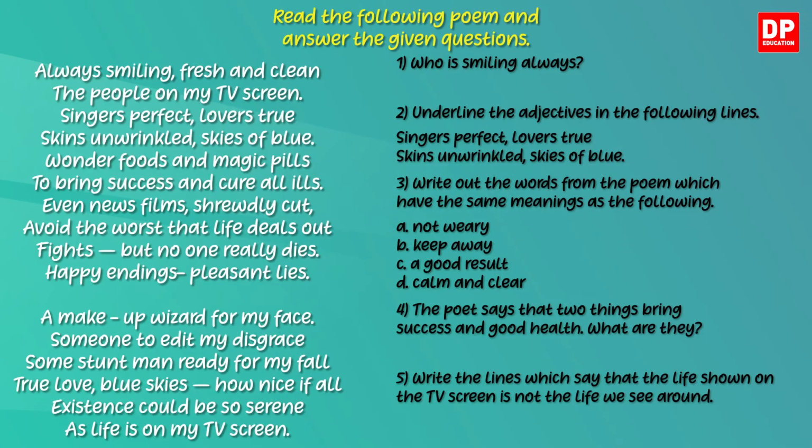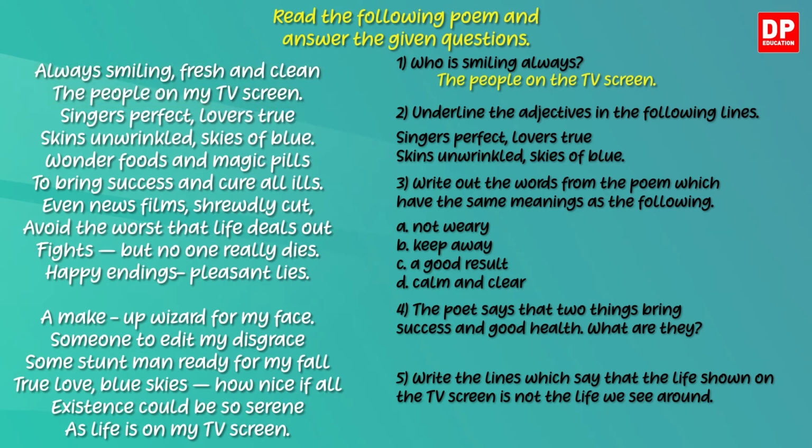Let's check your answers now. Read the first question. Who is smiling always? Look at the first 2 lines of the poem. Always smiling, fresh and clean, the people on my TV screen. So who is always smiling? The people on the TV screen. Here, don't straight away copy the line from the poem and write "my TV screen". Change it to "the TV screen".